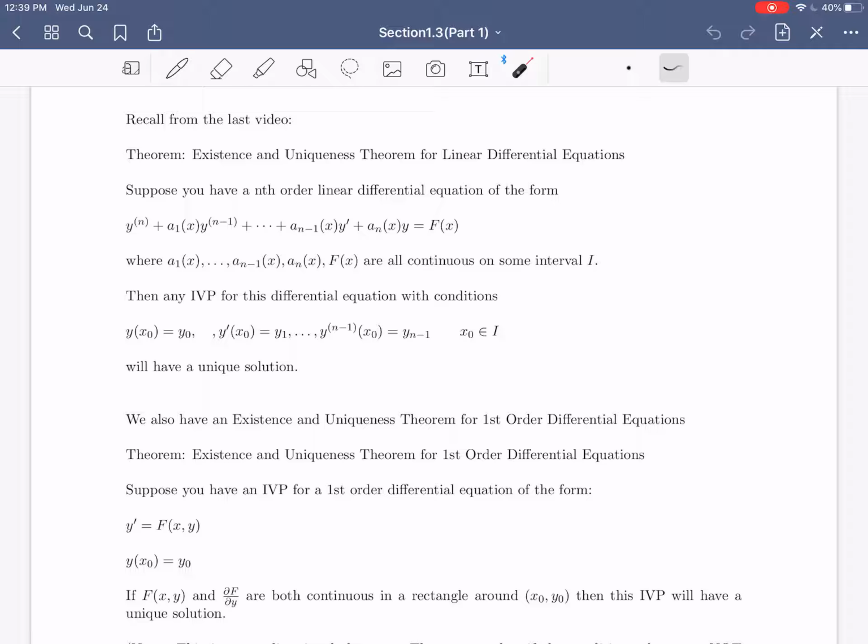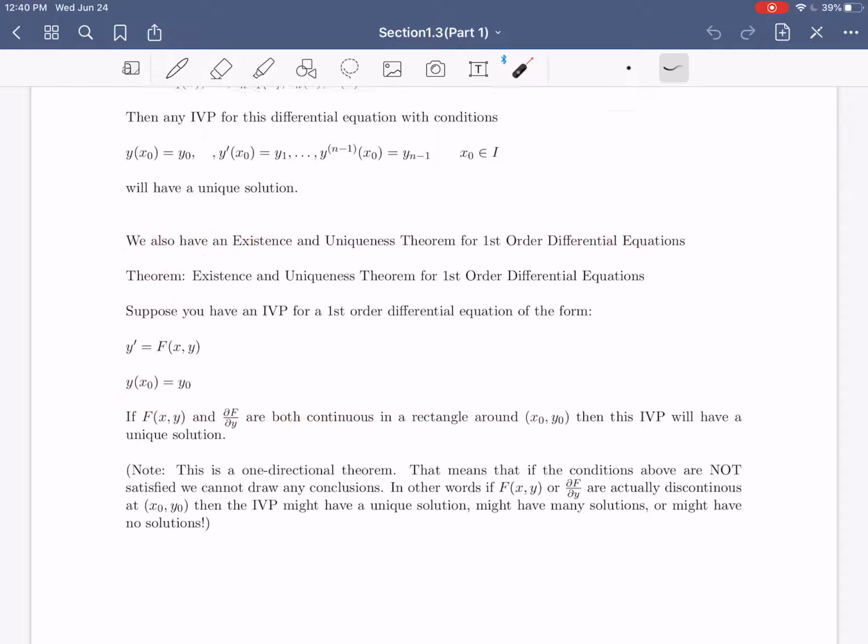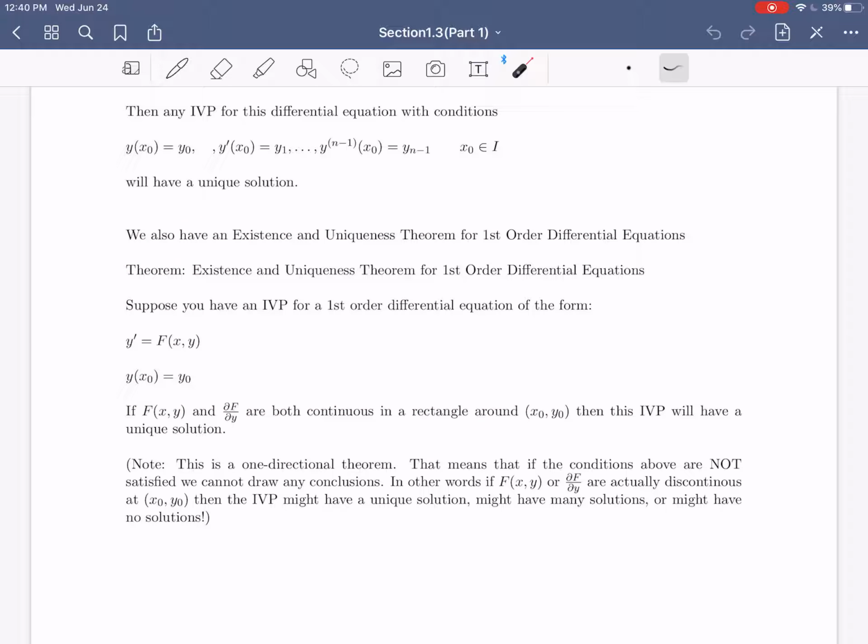So we're going to talk about what is called the existence and uniqueness theorem for first order differential equations. So you have to keep in mind that after we have this discussion, you guys have two different existence and uniqueness theorems. One that applies to any order linear differential equation, and one that applies to only first order differential equations, both linear and nonlinear. So let's go ahead and look at this second existence and uniqueness theorem. This is what's called the existence and uniqueness theorem for first order differential equations.